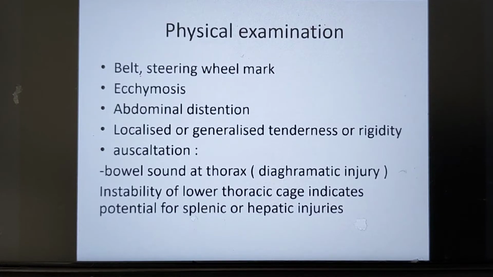In physical examination, we might find marks such as seat belt and also steering marks and bruises upon inspection, and the abdomen might be distended, and the patient might have localized and also generalized tenderness or rigidity. On auscultation, there can be bowel sounds at the thorax if there is a diaphragmatic injury. And we can also find that if there is an instability of the lower thoracic cage, it indicates the potential for splenic and also hepatic injury.